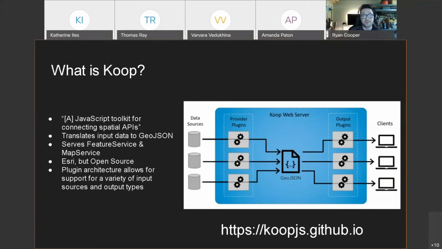And although it is a tool developed by Esri, it is free and open source software under the Apache license. Additionally, it has a plugin architecture to extend support for a wide variety of input data formats and sources, as well as output types such as WMS, WFS, and vector tiles. What I'll cover next then is how to set up Koop and configure a provider plugin for reading GeoJSON so we can then access a GeoJSON file as a feature service.